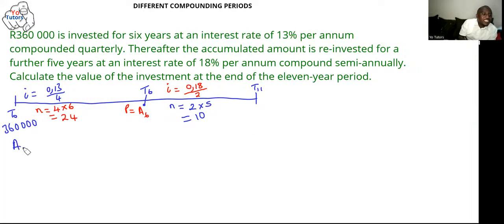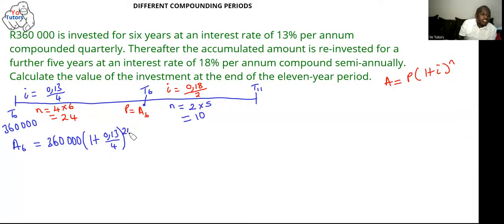So for the first 6 years, we're going to say A6 is equal to, remember we're using the compound formula, A is equal to P times (1 plus I) to the power of N. Here A6 is equal to our 360,000, that's our P, times (1 plus our I, which is 0.13 over 4) to the power of N, which is 24.